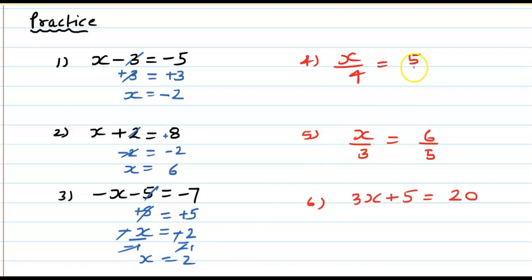Here there is no number, so suppose there is 1, and then you can cross multiply. So 1 times x is x, and 4 times 5 is 20. Okay, now here 5 times x is 5x, and 3 times 6 is 18. Okay, so we got 18 here.